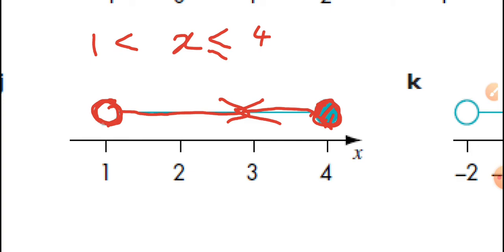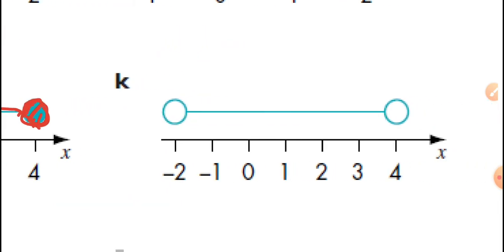Now if they asked you what are the integers that fulfill this criteria, well, x can't be 1 because the rule says x has to be greater than 1, so the smallest number it could be is 2, and then 3. Now can it be 4? Well, it can, because it says x is equal to or less than 4. So 2, 3 and 4 are all the integers that fulfill this criteria. So x can be 2, 3 or 4, because those are the integers or the whole numbers that fulfill that criteria.